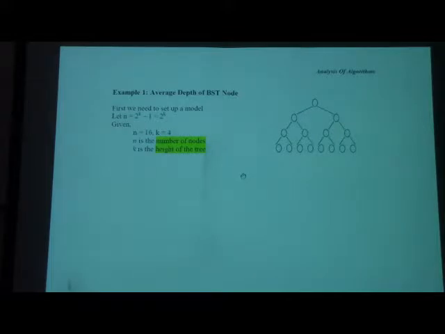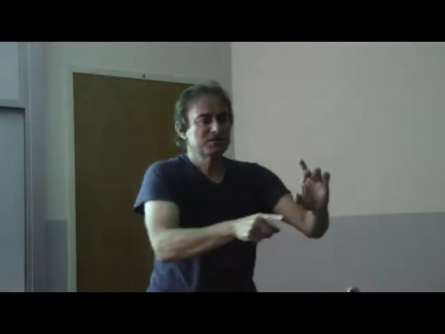All right? What if I had the following tree? I have a root, I have a right child, I have a right child. How many internal nodes? 2. I have a root, a right child, and another right child. How many internal nodes? 3. How many external nodes? 4. Missing this, missing these two.